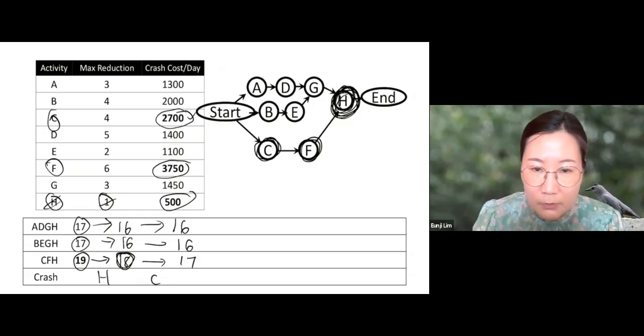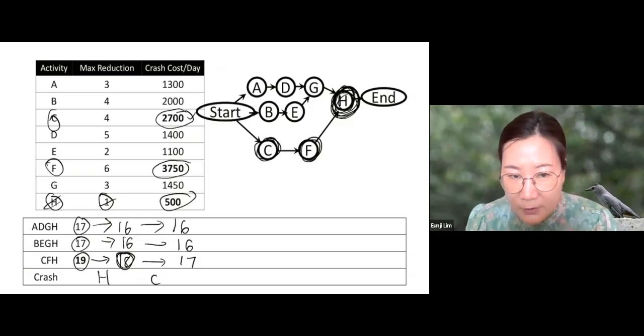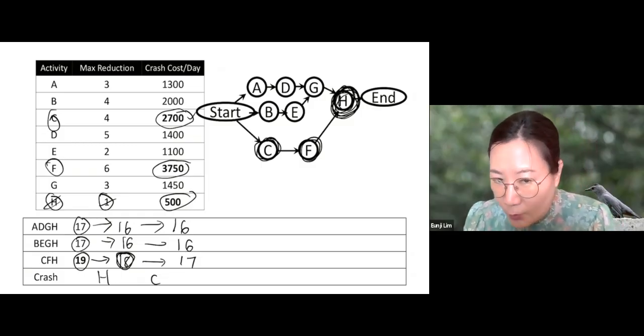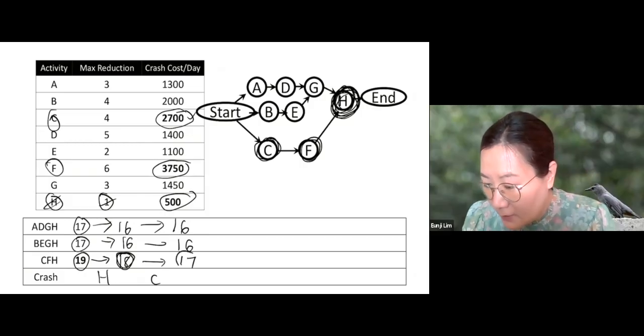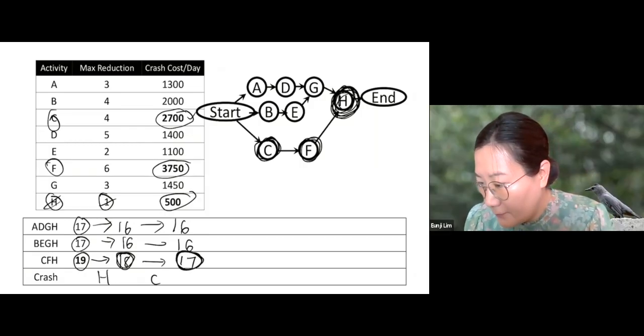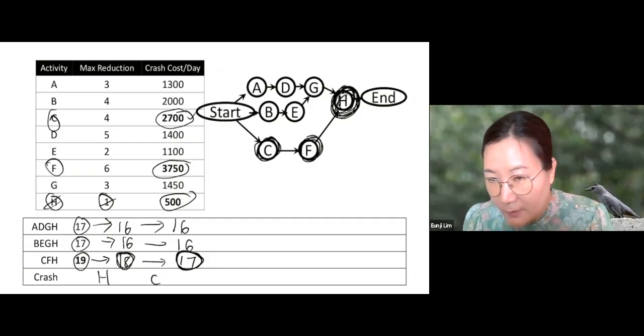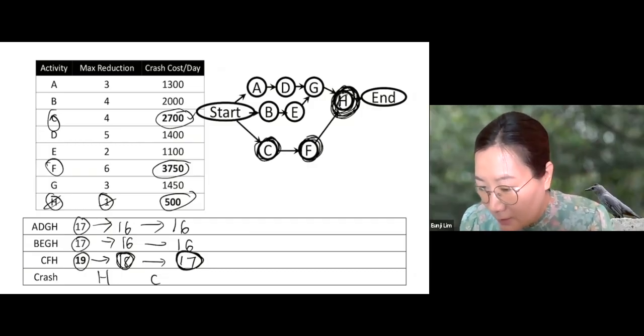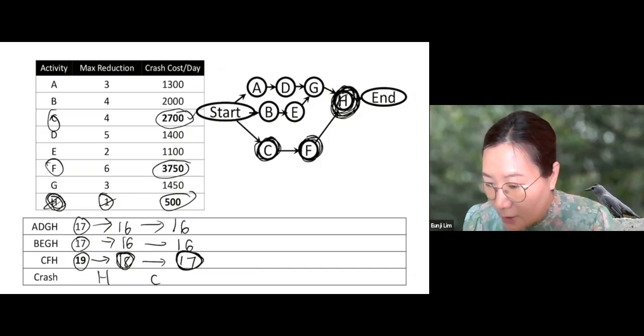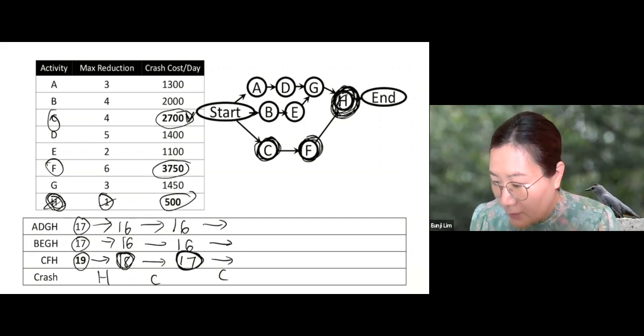Now let's do this one more time. We want to crash the project by 1 more day. Which path should it crash? The longest one, this one. In the longest one, we have 3 activities. Which activity should it crash? H cannot be crashed any longer. And we choose C because C is the least expensive one. So if you crash C, the first one becomes 16, and the last one becomes 16.